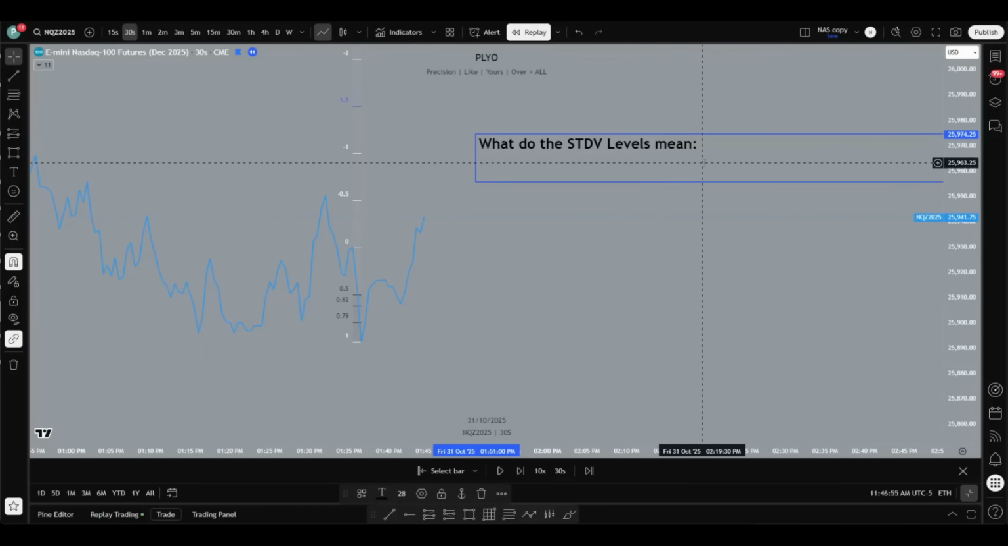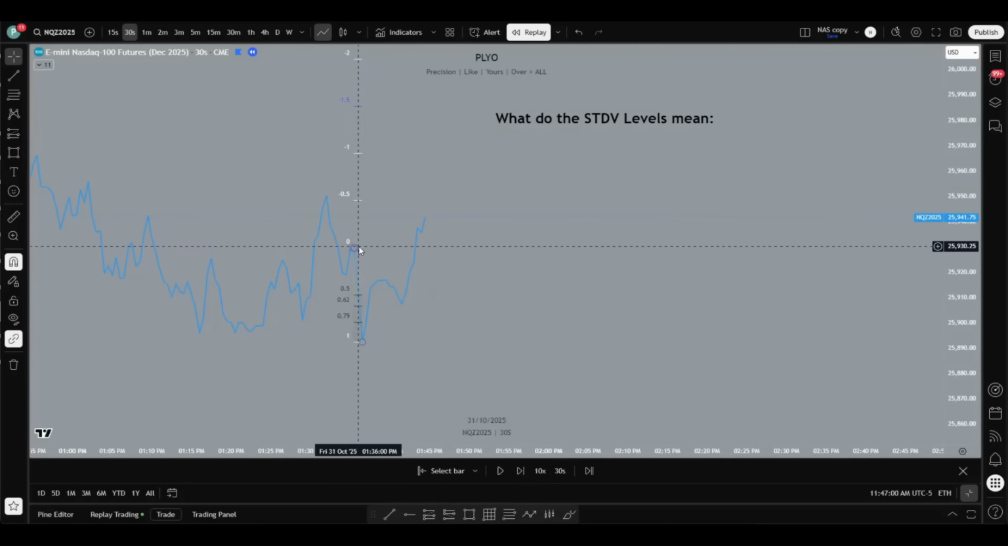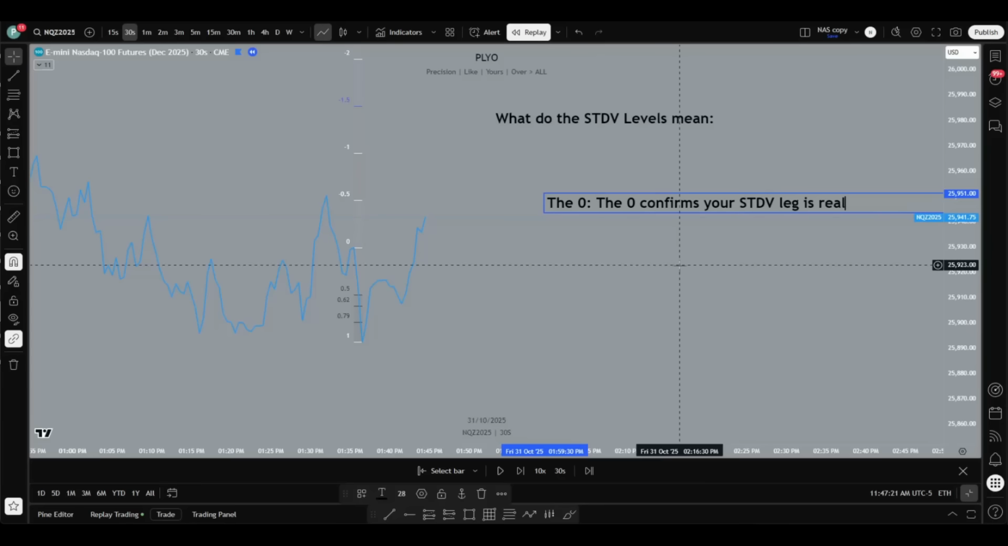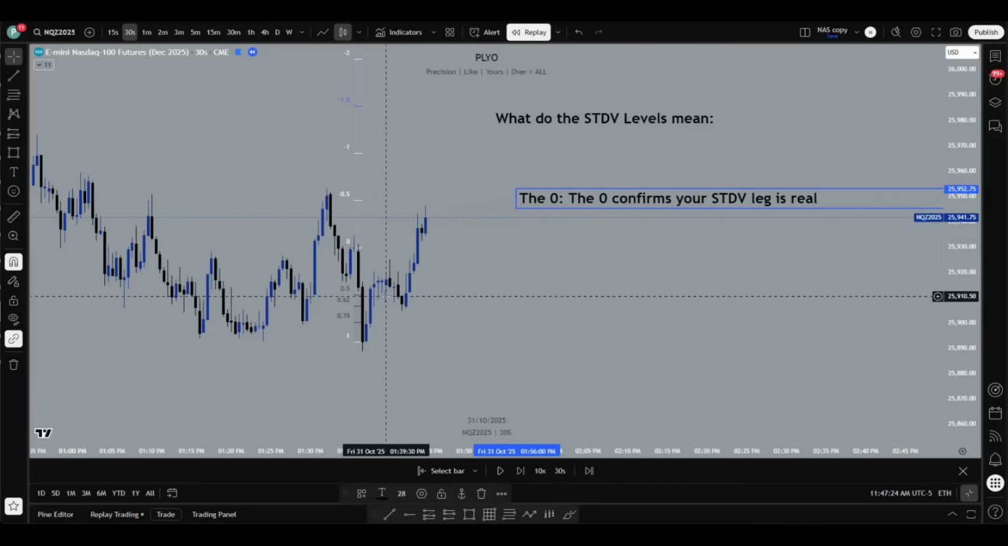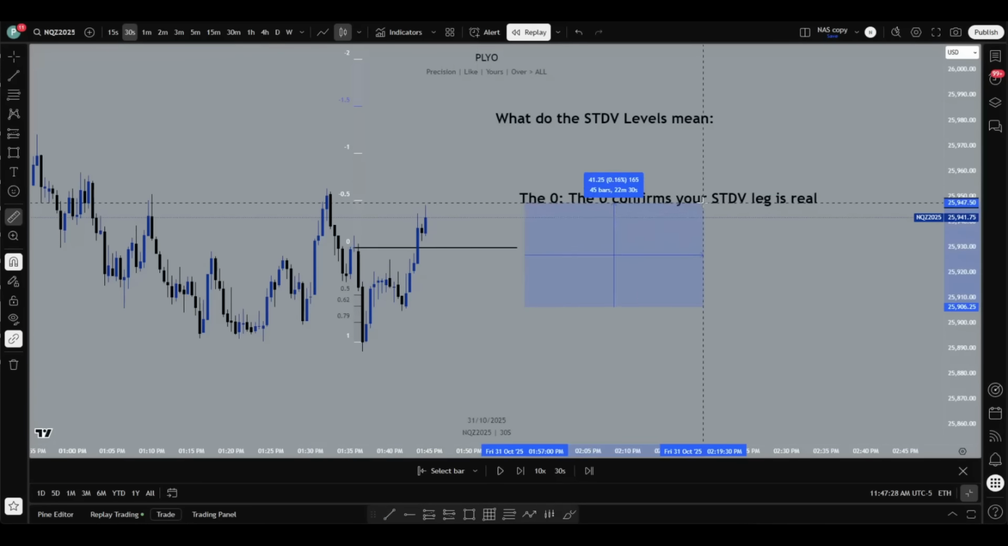What do standard deviation levels mean? What do they do? What should we look for, or what should we expect once we get to the 0? The 0 confirms your standard deviation leg is real, okay? What does that mean? It means you're looking for a close above the 0. Keep it simple. We're just looking for a close above this, okay?